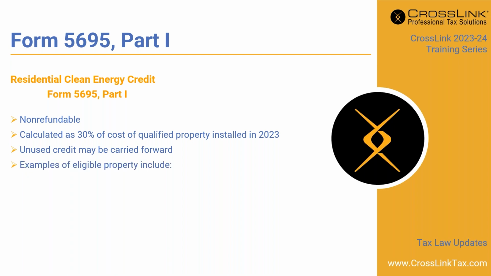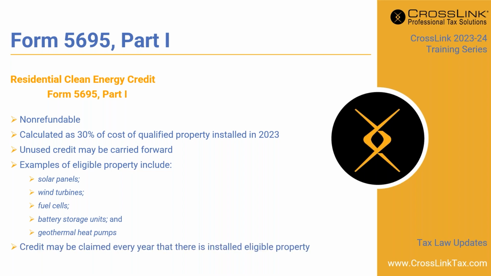Examples of eligible property will include, take note of these things when people might bring you receipts, solar panels, wind turbines, fuel cells, battery storage units, and geothermal heat pumps. Also, credit may be claimed every year that there's installed eligible property. So it's not just a one and done. If somebody does an update and installs additional properties from the list you see here, they can be eligible in the years ahead. No lifetime limit on the credit except for fuel cell property.